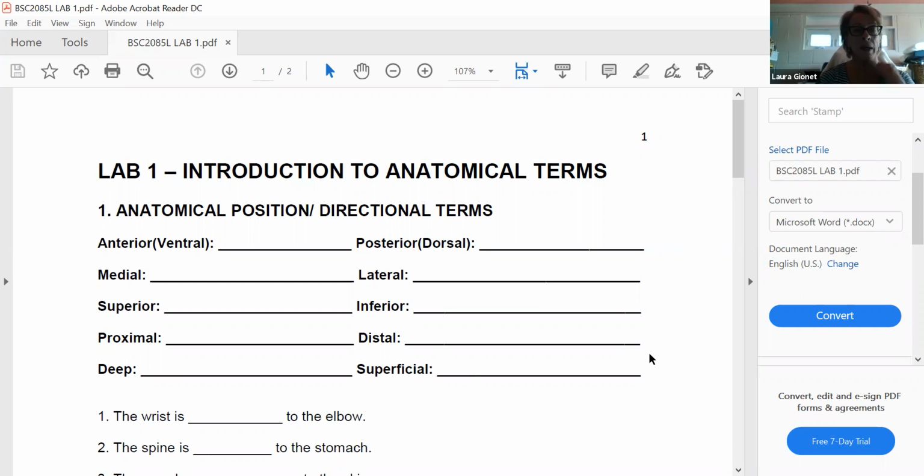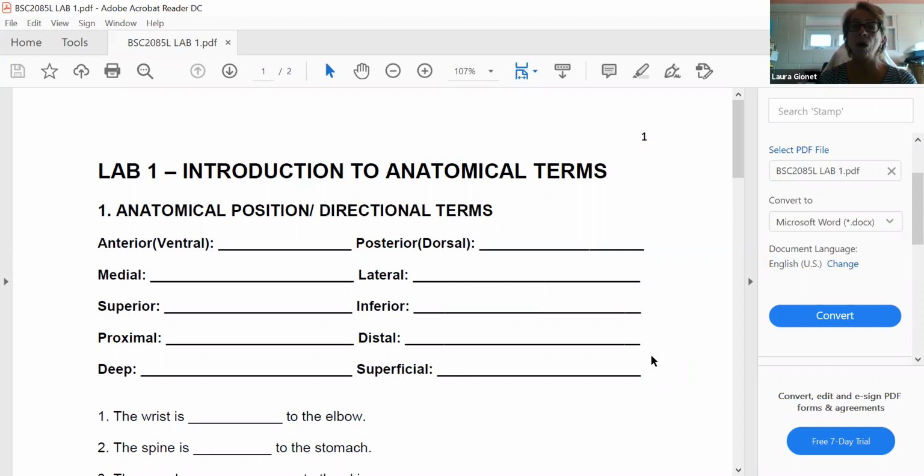All right, so the first exercise is anatomical position and directional terms. Right? So anterior means toward the front of the body. Posterior means away from the front of the body. So you're going to fill in these answers. Medial means toward midline. Lateral means away from midline. Superior means toward the head. Inferior means away from the head.